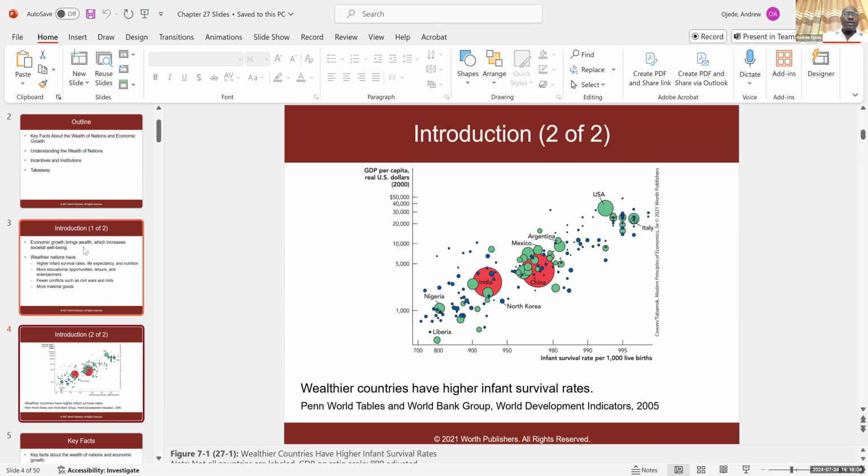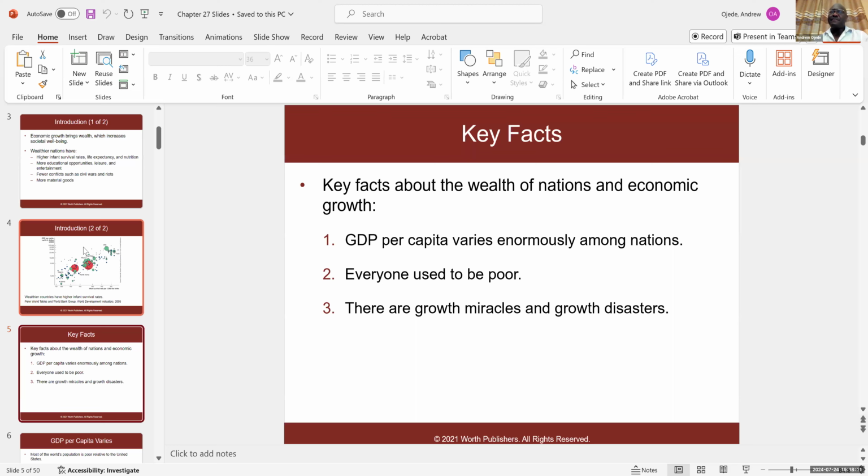Okay. So let's talk about some of the key facts about the wealth of nations and economic growth itself. We're going to find that GDP per capita varies enormously among nations. There's big disparity. Everyone used to be poor. When we go back to periods before Christ, when we still didn't have modern civilization that we have today, there was almost no economic growth in the entire world, up to around the period of the industrial revolution that started in Great Britain in 1750. So we'll talk about that. So everyone used to be poor. I'm going to show you the graph shortly.